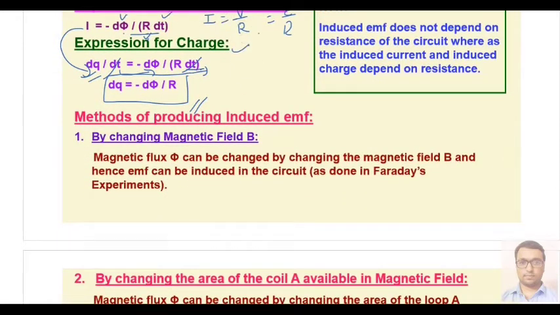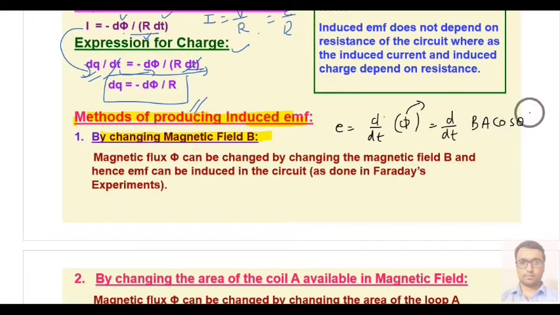In the next topic we have to learn how we can produce EMF. Actually we have three methods. Number one, by changing the magnetic flux. As we know, EMF is given by the change of flux with respect to time, and phi can be expressed as B A cos theta. To change phi, we have to change either the magnetic field, the area, or theta.